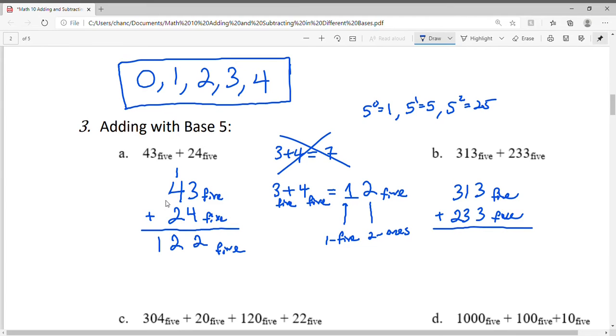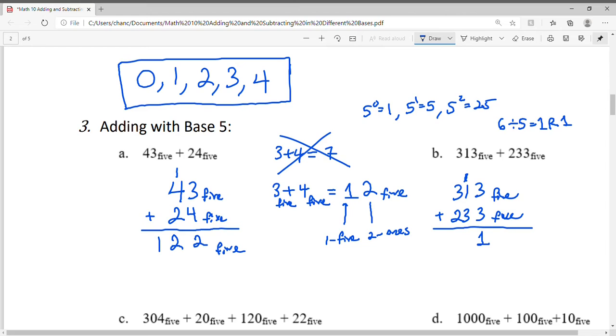Now 3 plus 3 is not 6 base 5. If I look at 6, and I can divide it by 5, I get 1 remainder 1. What that means is 6 has 1 five in it with 1 left over. So if I add 3 plus 3 base 5, I get a remainder of 1, and I have to carry that 5 over. So this 1 represents a 5.